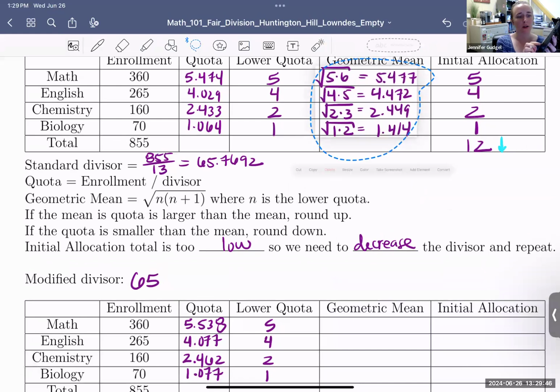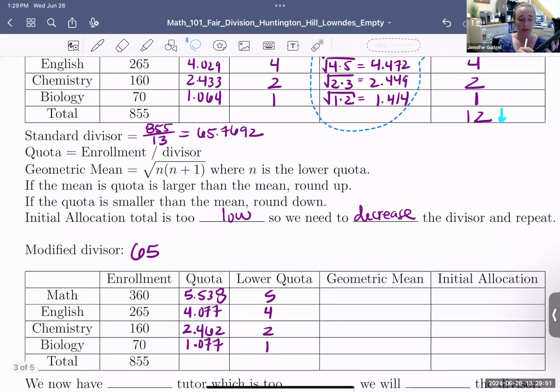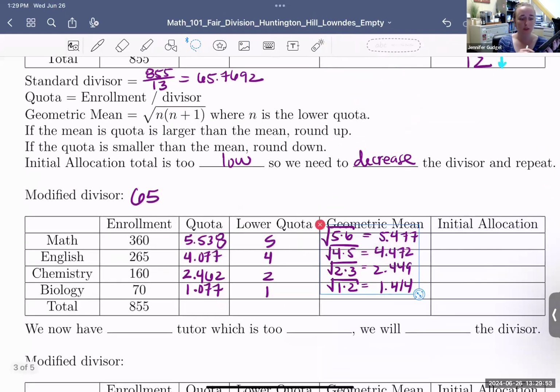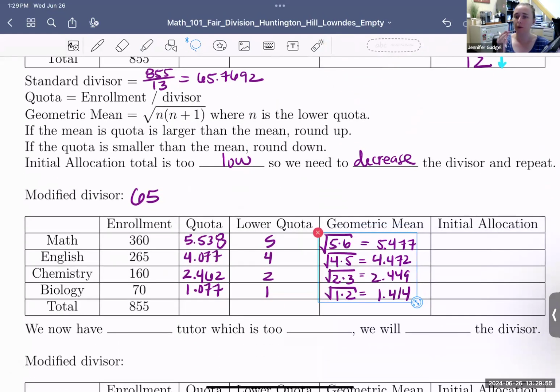Instead of re-putting all of these geometric means into your calculator, it's going to be the same geometric means because it's the same lower quotas on every single one of them. So I just saved myself some time. I just copied them down because it's still 5 and 6, 4 and 5, 2 and 3, 1 and 2 in our square roots being multiplied.